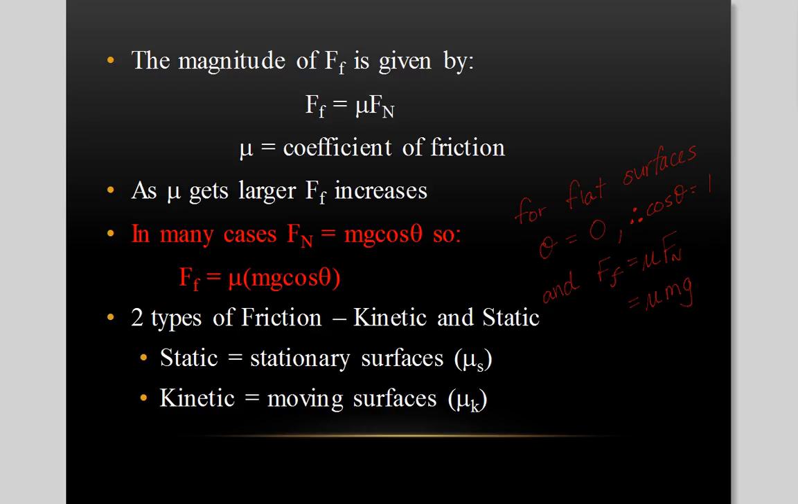That's a pretty important note for all flat surfaces. And you'll have a lot of questions involving flat surfaces. This is for the most part your focus. We will occasionally get objects on ramps. And when you have a ramp situation, you can't use this formula. You have to use this one here with cos theta. But for the most part, for flat surfaces, Ff equals mu Fn, which equals mu mg, because Fn equals Fg.